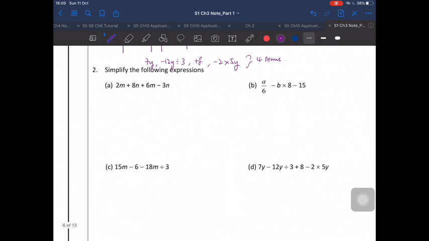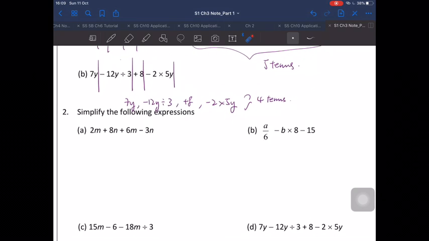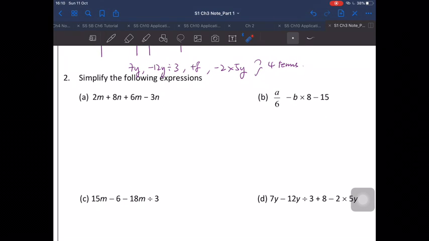Okay, and then I will demonstrate question number 2. For question number 2, now you will find that you have to group the like terms. You have to simplify, right? Just like what we have done in the above activity. After you have classified the like terms, you have to combine the like terms. So now let's see the example here.